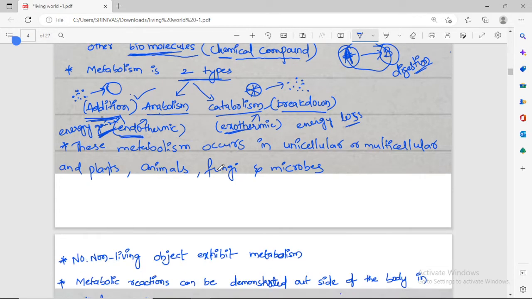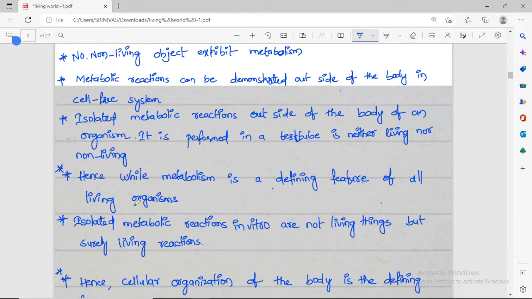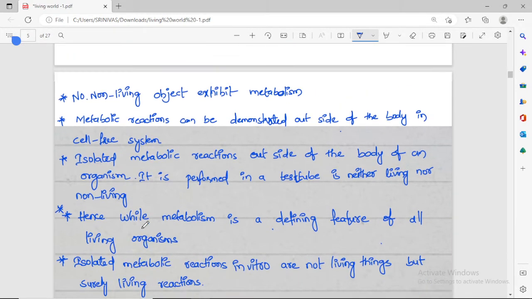Metabolism occurs in unicellular, multicellular, plants, animals, fungi and microbes. These metabolic reactions occur in all living organisms, but not in non-living organisms. Do non-living organisms exhibit metabolic reactions? No, they do not.